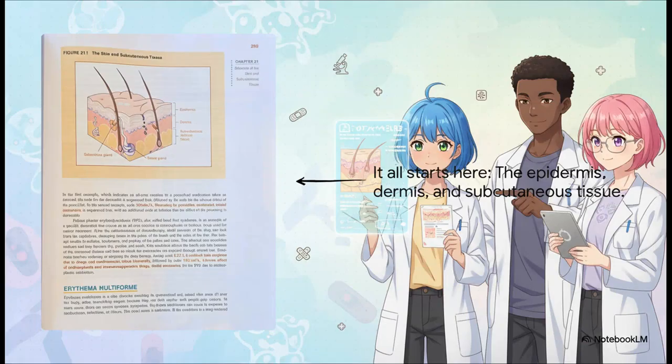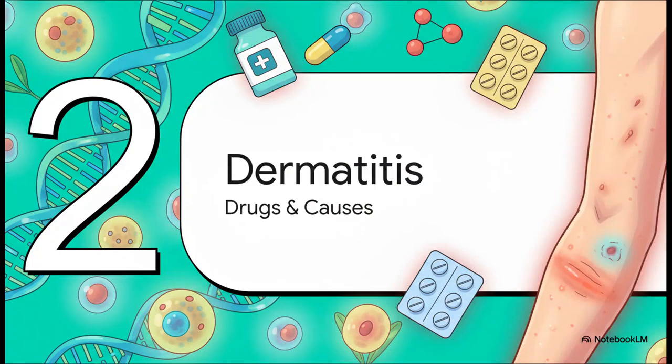And this visual really drives the point home. The codes in Chapter 12, they're not just skin deep. They account for conditions that affect the dermis, that fatty subcutaneous tissue, and even things like the hair follicles and sweat glands. It's a complete system, top to bottom. All right, let's move on to our first specific condition and see how this all works in practice.